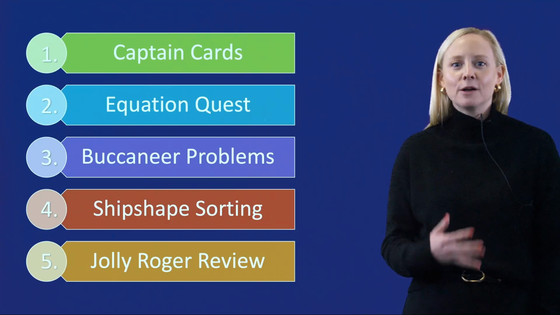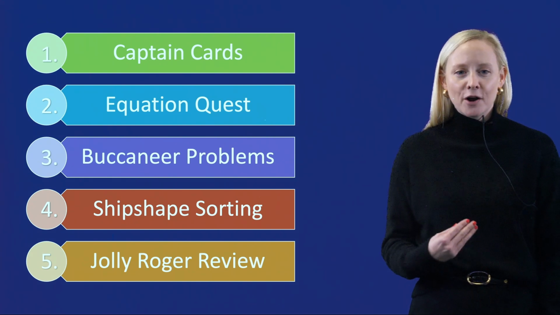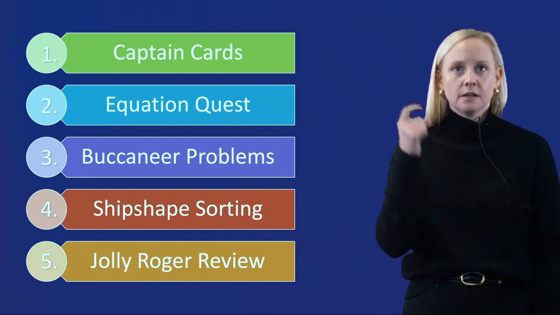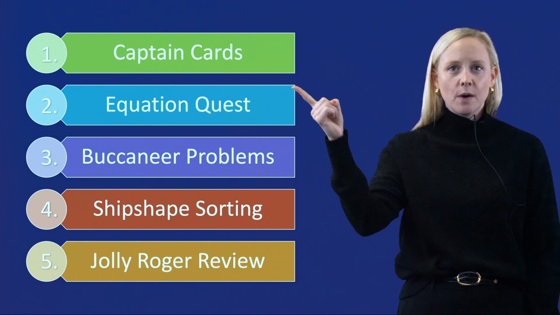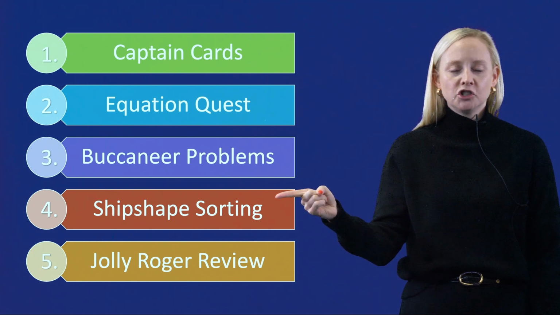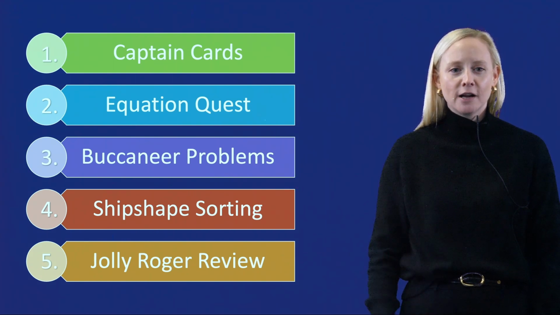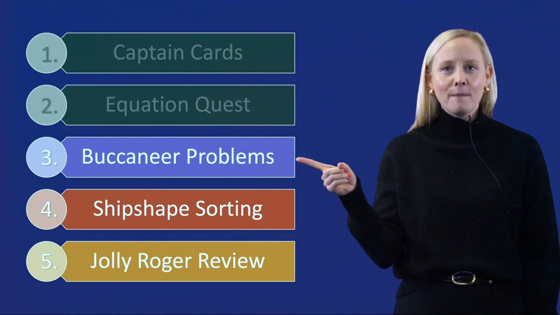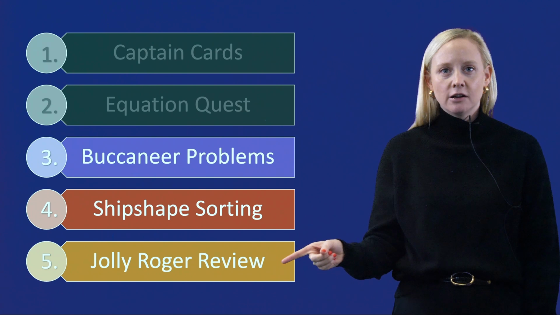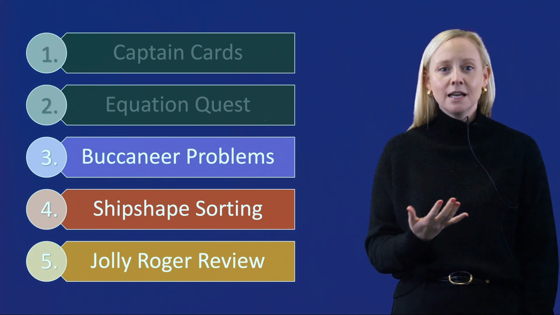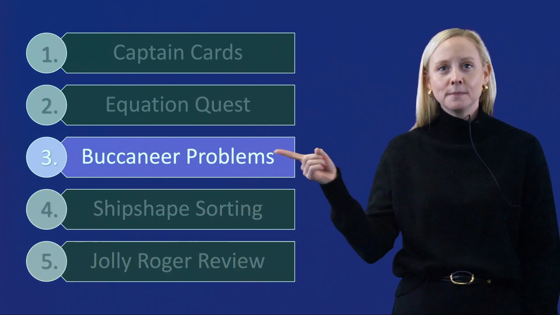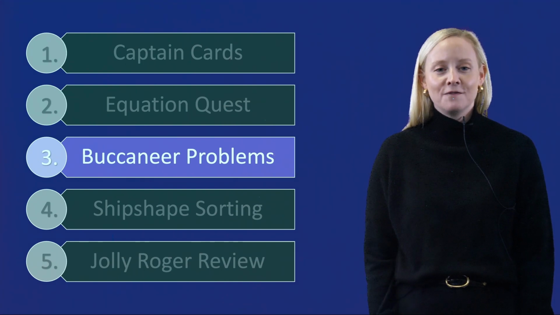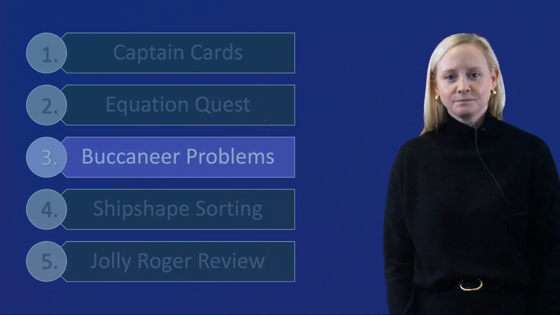Here, when we're thinking about total problems and our multi-step word problem intervention, we have 5 different components: captain cards, equation quest, Buccaneer problems, ship shape sorting, and our Jolly Roger review. Students are solving total problems during our Buccaneer problems, ship shape sorting, and our Jolly Roger review. But primarily, students are solving these total problems during the Buccaneer problems, so that is what I'm going to focus on within the context of this presentation.